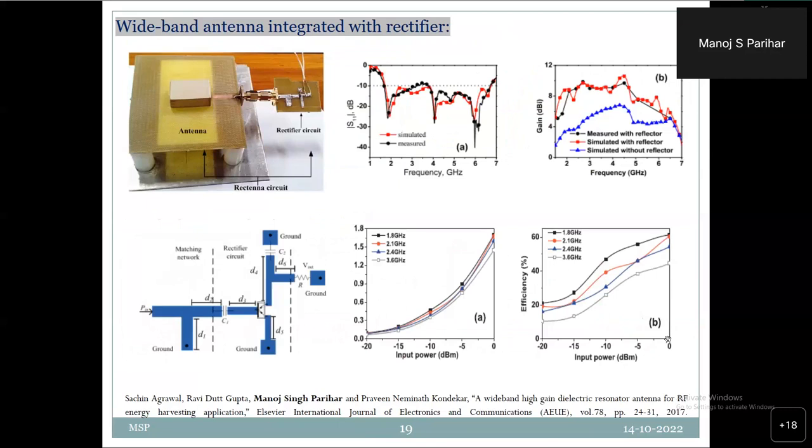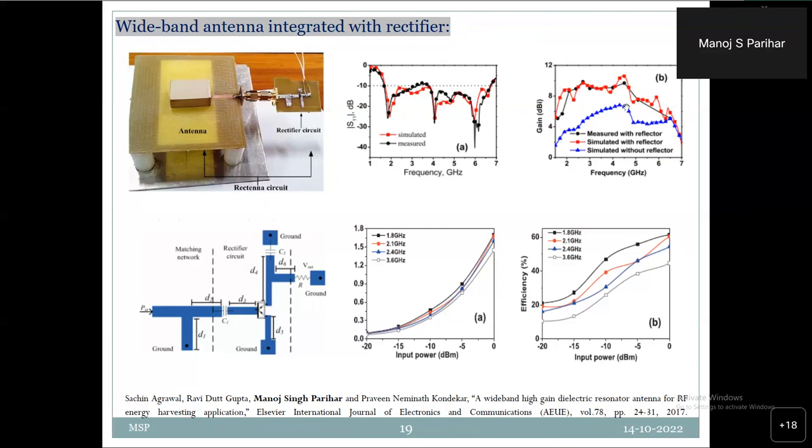Then we can design the wideband antenna. Here we have used the DR, it's quite a broadband response. Basically we have two kinds of radiator, one is a slot antenna and one is a DR. We have combined them to have a large bandwidth, combining the band of your slot antenna and the band of your DR antenna. So we can have some kind of broadband response, followed by your rectifier circuit.